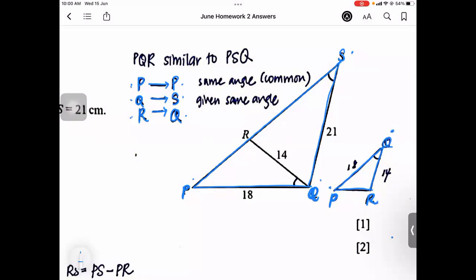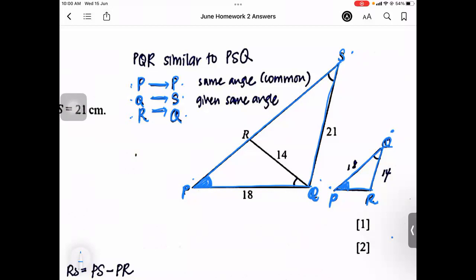Okay, so I try to draw two matching triangles, or if not, I at least must match the labeling of the angles. Now let's try to plug in the numbers, the angles that are the same. Angle P, SPQ and QPR, both of them are the same angle. So the first angle is the same. Okay, they are common, exact same angle.